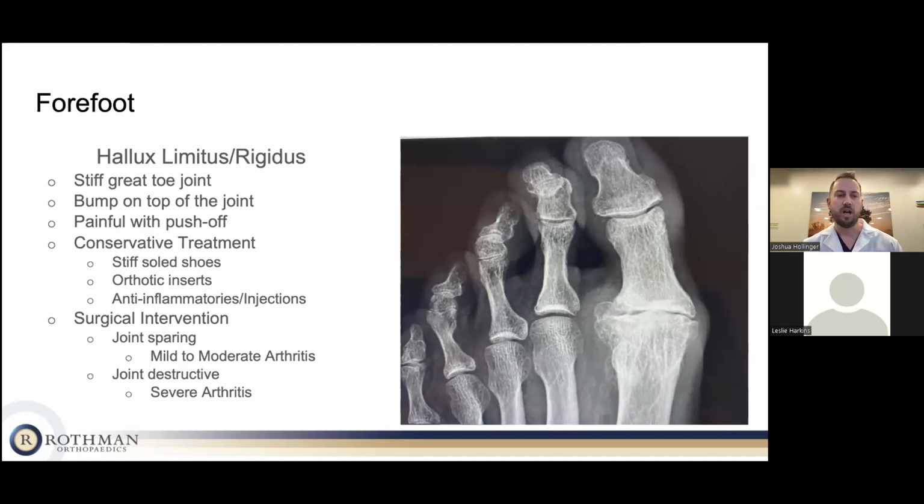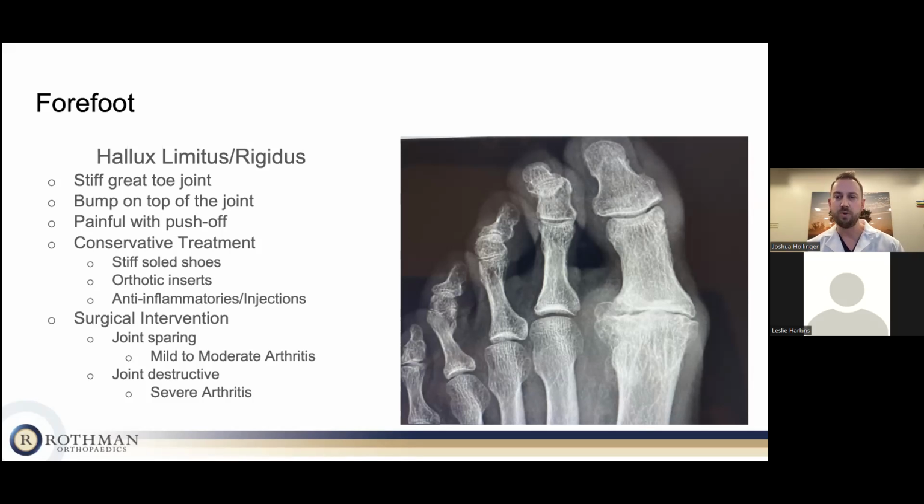The second thing we're going to talk about is called hallux limitus, or rigidus. And this is literally what it sounds like. It's a stiff great toe joint. You can see in the picture here on the right, this is what we think of as end stage hallux rigidus, where there's been near complete destruction of that big toe joint.